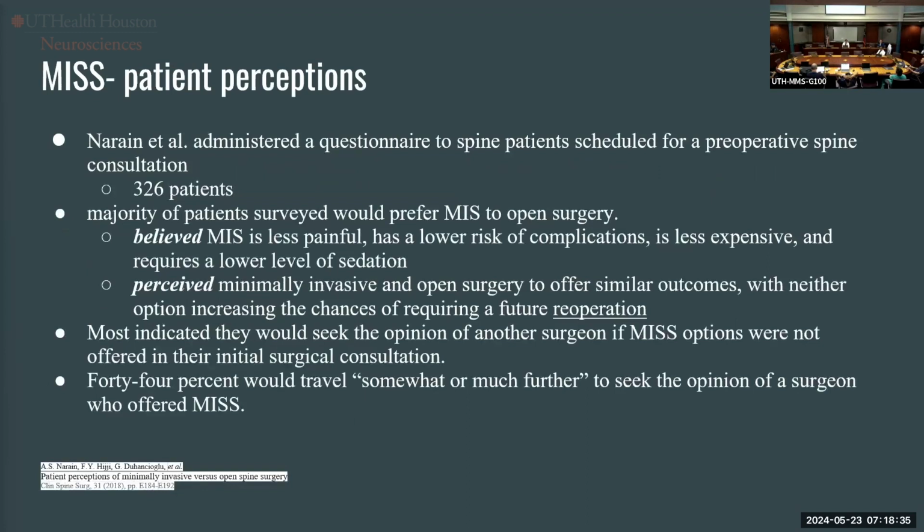Patients are also driving this. There's an interesting study that came out a couple of years ago where they surveyed 326 patients who were getting surgical spine consults. The majority of those patients would prefer MIS surgery with no prior knowledge. They believe that MIS is less painful, lower risk of complications, less expensive, and requires a lower level of sedation, whether that's real or not. This is what patients think.